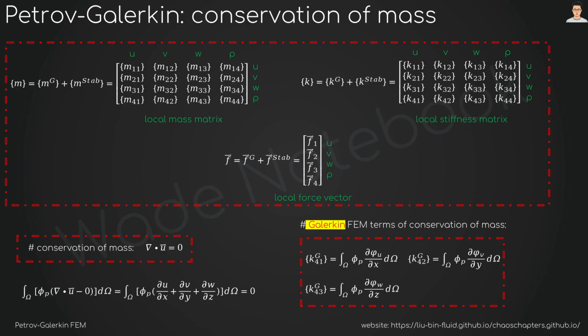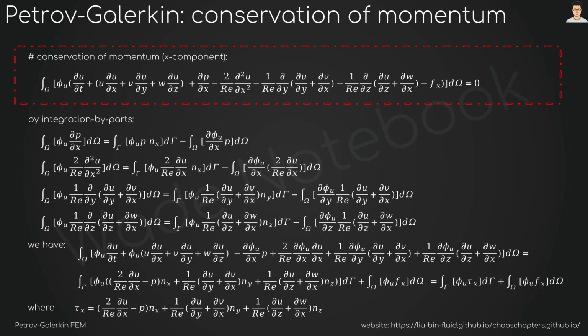Similarly, we know that the multiplication of the pressure test function and y-component velocity derivative should contribute to the matrix block K42. Again, the integral of multiplication of phi p and z-component derivative should be written into the matrix block K43 as well. The Galerkin finite element formulation for the weak form of conservation of mass is very simple.